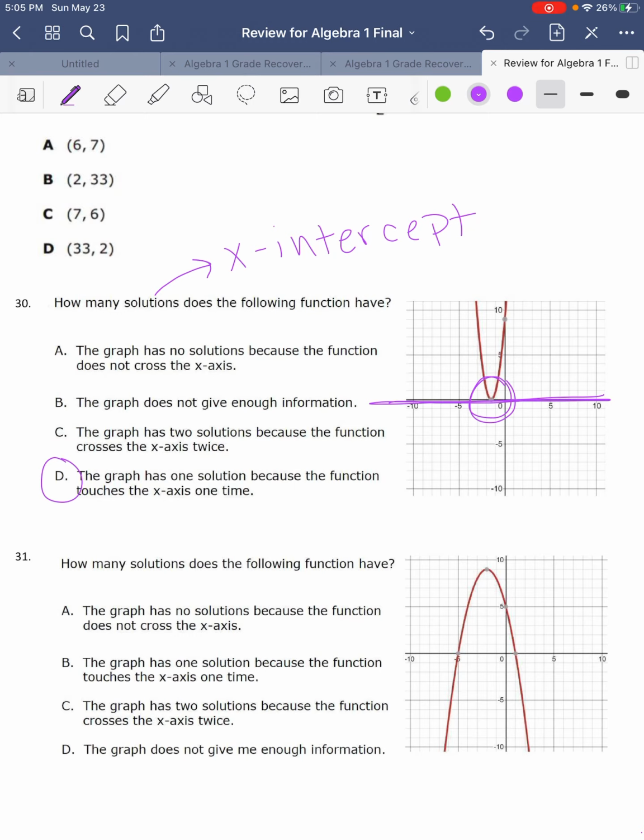Same thing with 31. We just need to see how many solutions it has. So there's one here, and there's one here. So that makes 2, and our answer would be C.